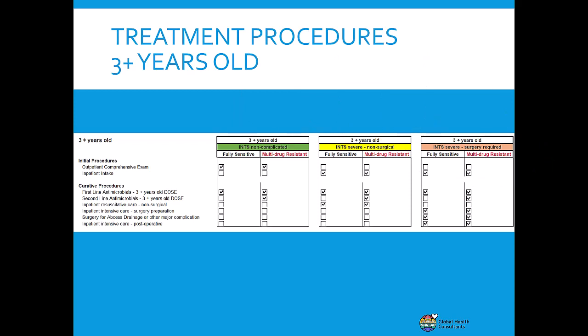You'll see on the left-hand side that the initial procedures and curative procedures that are possible for this age group are listed. And for each of these procedures, we're going to be filling in the check boxes which are relevant procedures for each of these types of cases. Make sure that those are the types of procedures that you collected when you were interviewing the health workers.